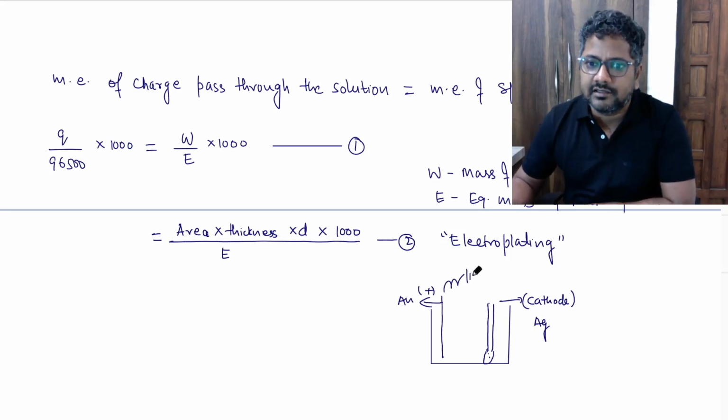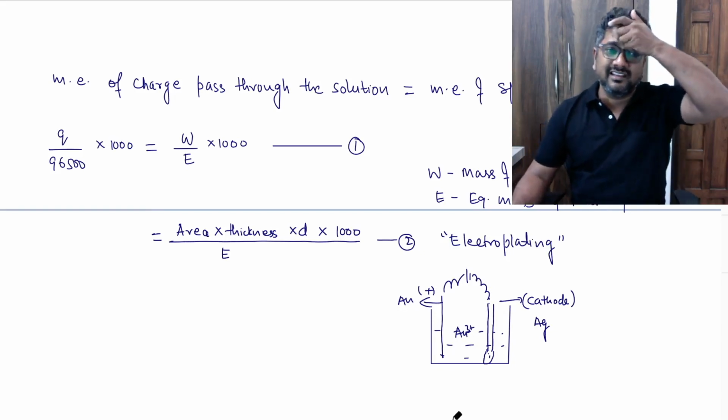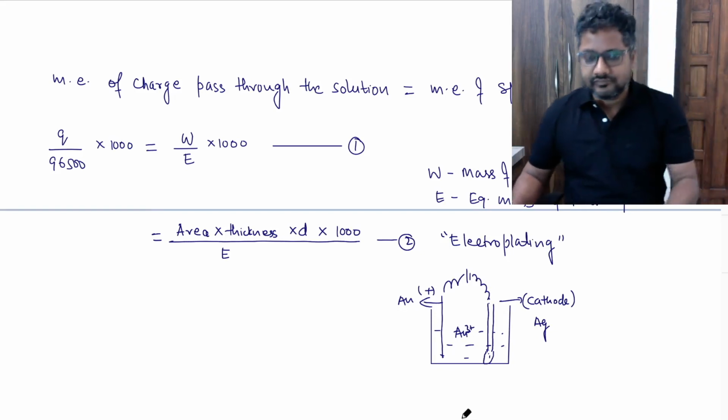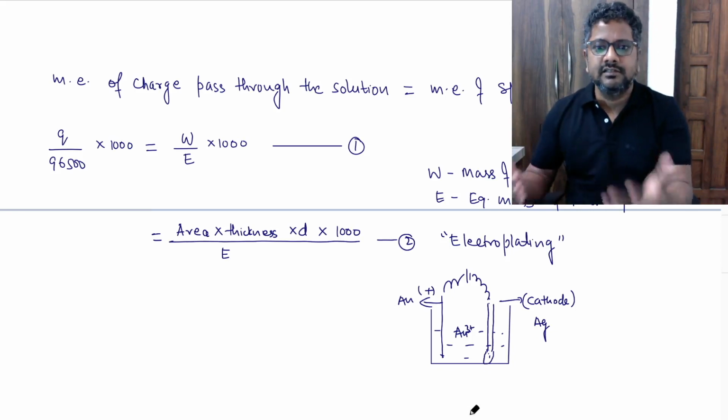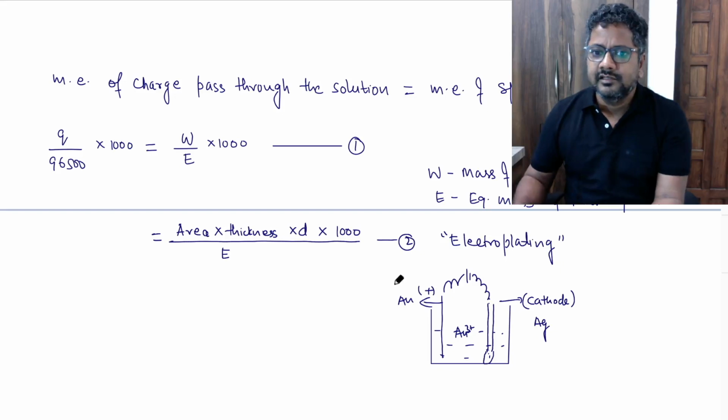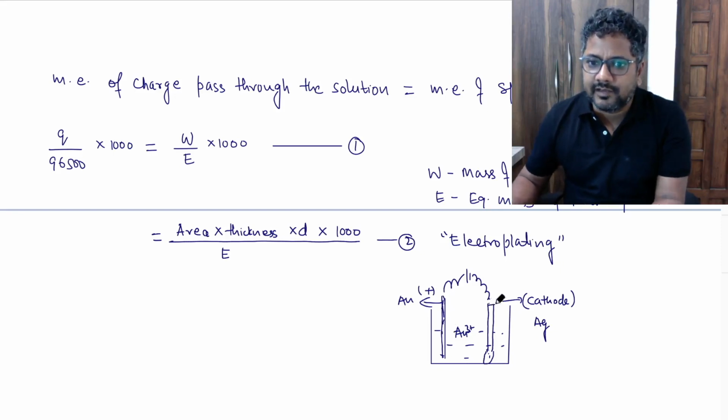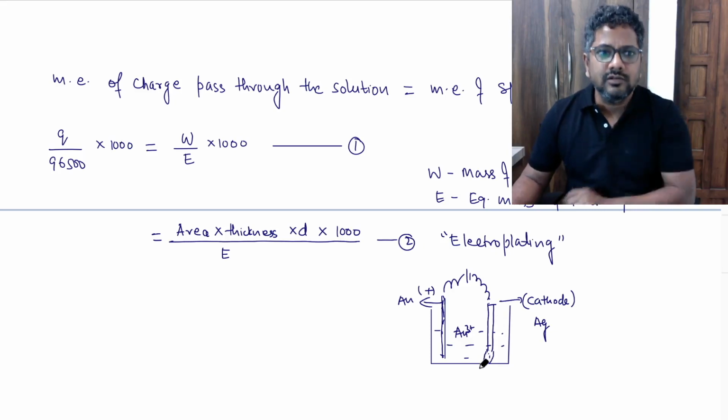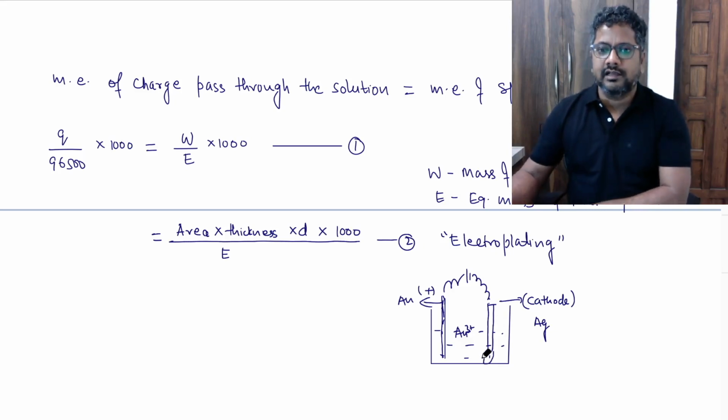And put some electrolyte having gold, like Au 3+. You can take sodium argentocyanide or auric chloride. Basically, we are taking sodium argentocyanide. So now see this. What is the area here? The area is the area of the spoon on which you want to coat or electroplate.